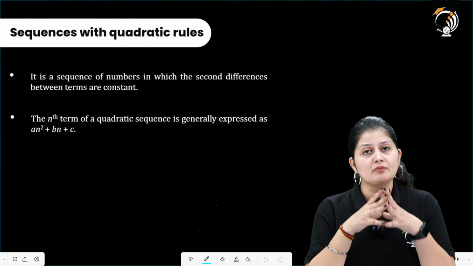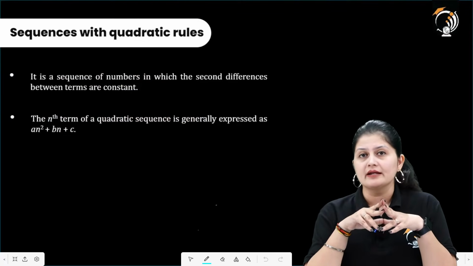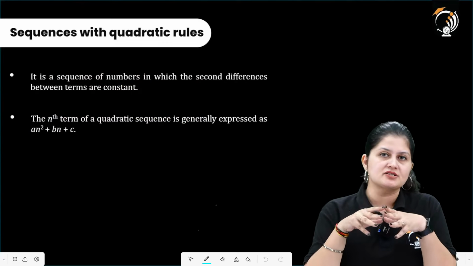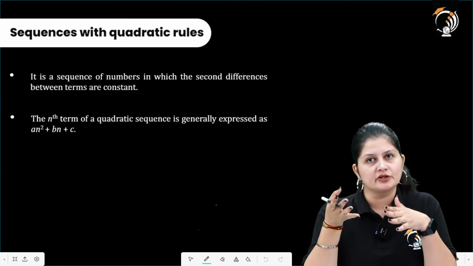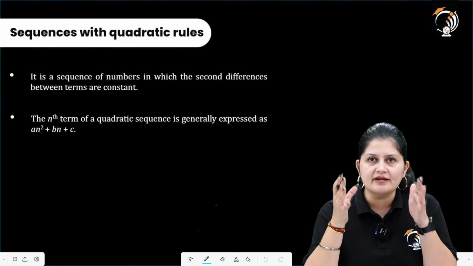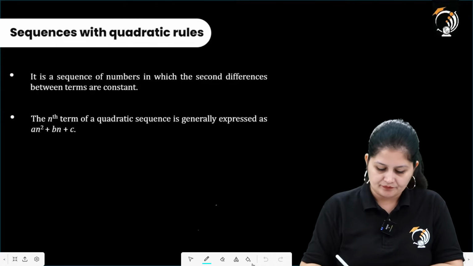Now, moving to the next important thing. This is an extremely important thing for all of you to understand, because many of the times we get questions related to the quadratic rules and the cubic rules. So, let's just understand this particular part here.